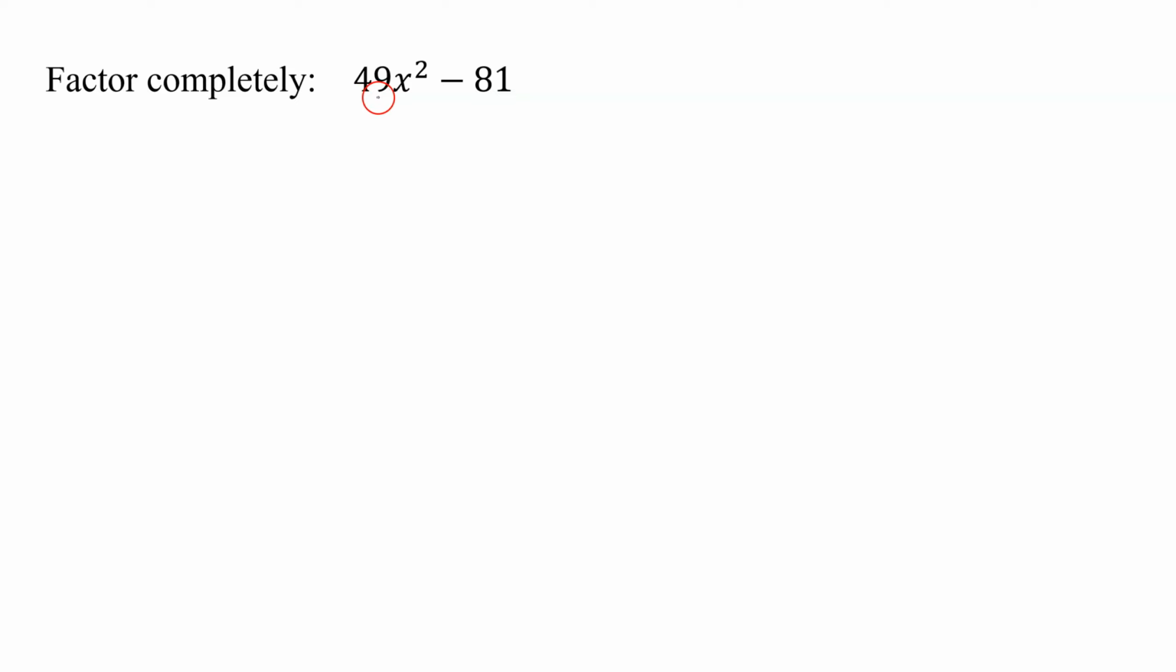Well, looking at these two terms that I have here, let's look at the coefficients first. I have 49, which is 7 squared. 81 is 9 squared. So there's no numerical common factor. And the first term has x's in it, but the second one doesn't. So there's also no common variable factor. So as this doesn't have any common factors, we then look at how many terms are there. Well, there are 2 terms. And the 2 terms are connected by a minus sign.